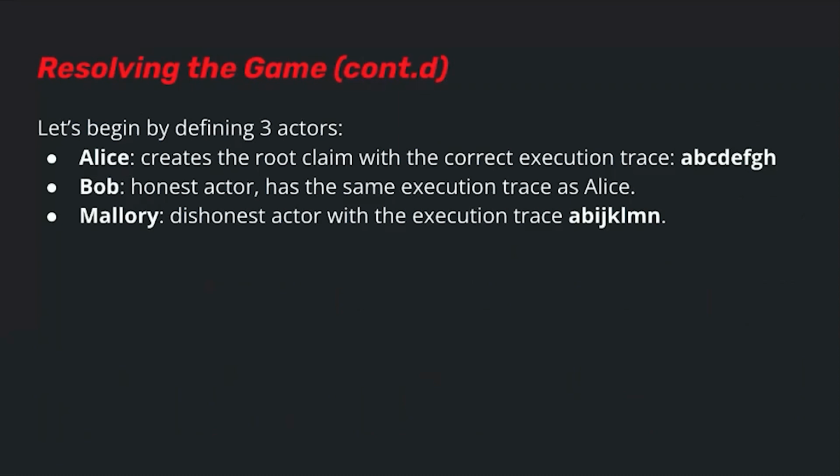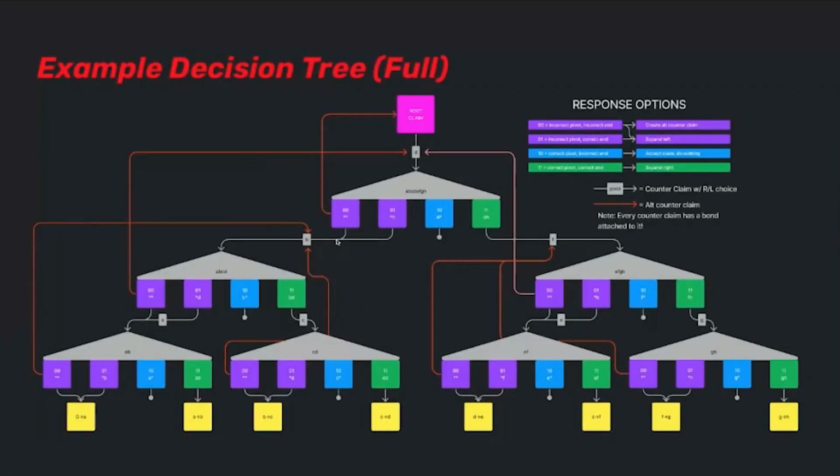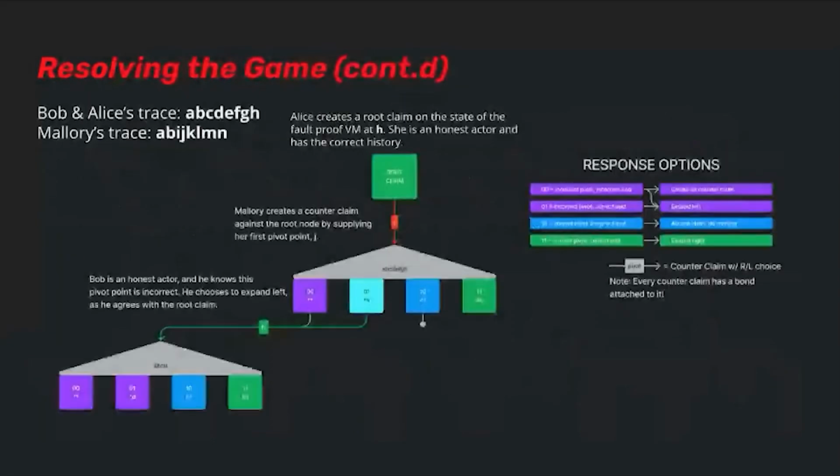So we can go back to this decision tree diagram whenever it loads. Sweet. So Alice creates a root claim on the state of the fault-proof VM at H. She is an honest actor and has the correct history. So remember, the root claim is basically a commitment to your fault-proof VM state after the last instruction has executed, right? So Mallory comes in and says, I disagree with this root claim. So the first move that she is going to make is to create a counterclaim against the root node by supplying her first pivot point, which is going to be the halfway at J.